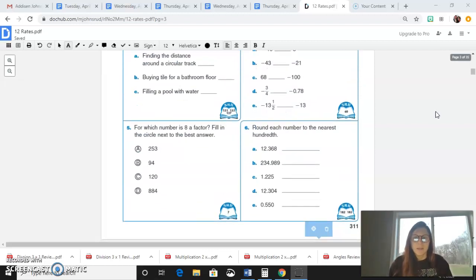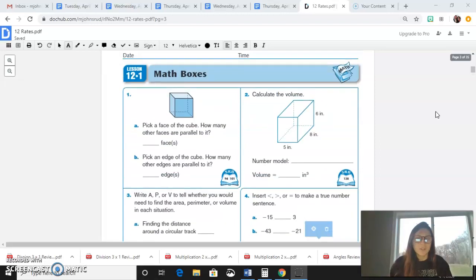If you look on page 311, your first question should be pick a face of the cube. If you remember what a face is on a three-dimensional shape, it's always that flat side. On this three-dimensional cube, you would have 1, 2, 3, 4, 5, 6 faces because you have 4 on the outsides and then a top and a bottom. It's always those flat sides of the shape. So what you're going to do is pick a face of the cube.